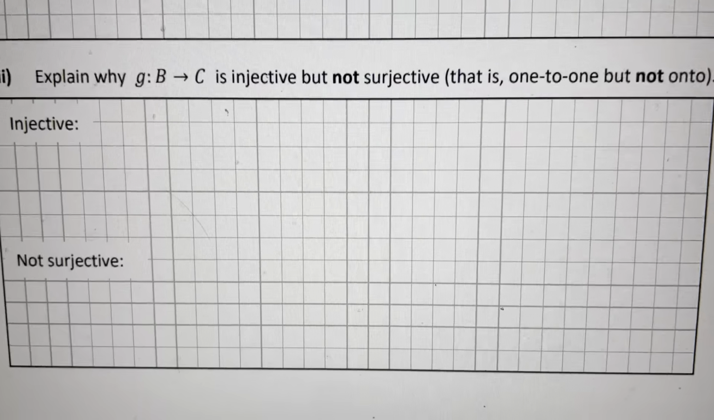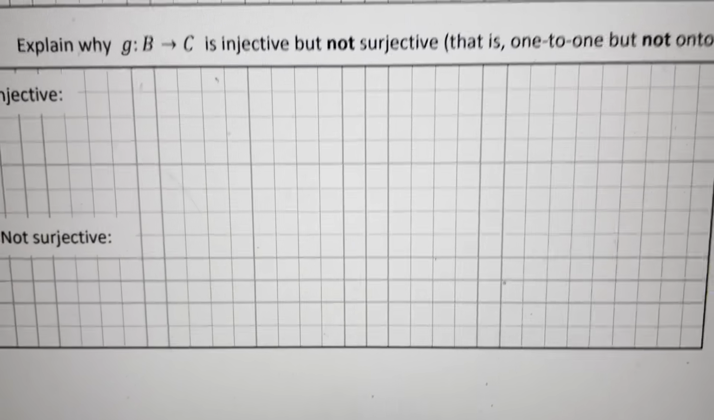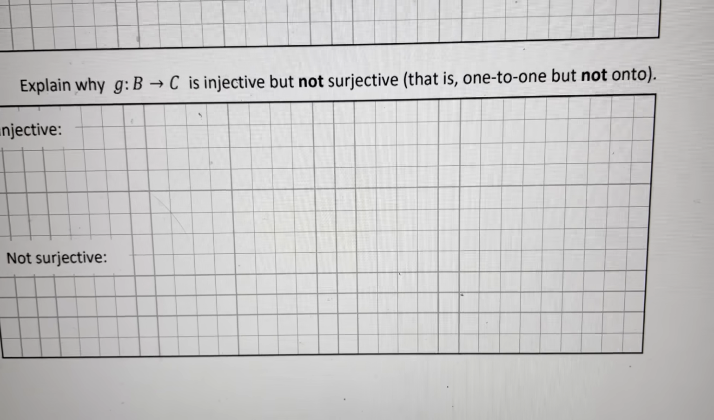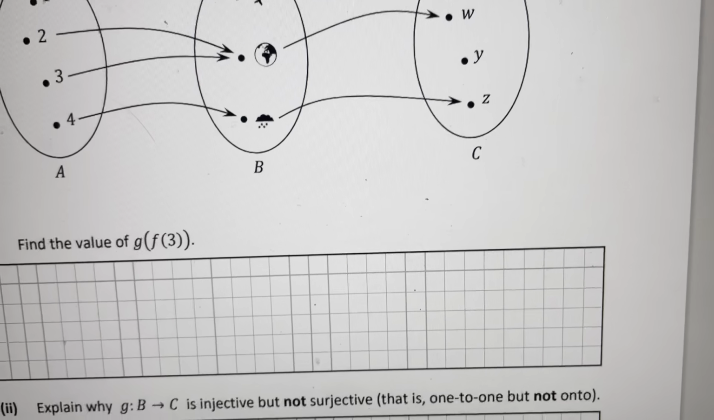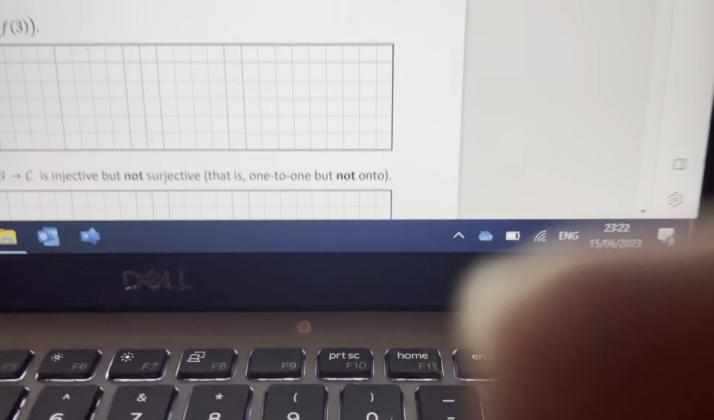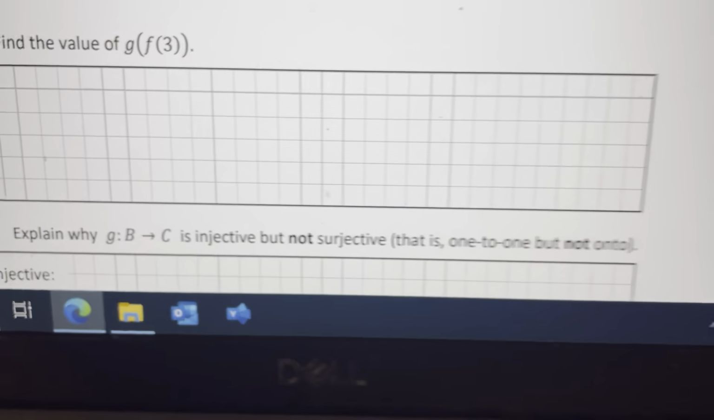So it's this injective and surjective. So explain why G, B to C is injective but not surjective. Okay, and you're kind of giving a hint there because you're saying it is one to one but not onto. Okay, so surjective. So it is injective.